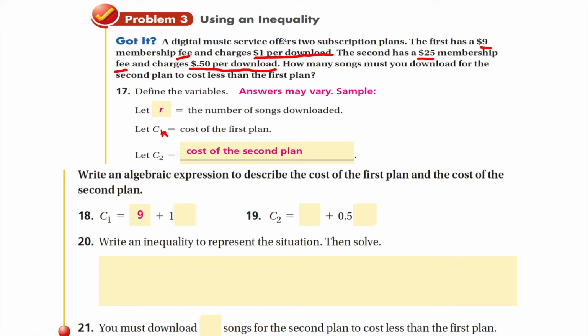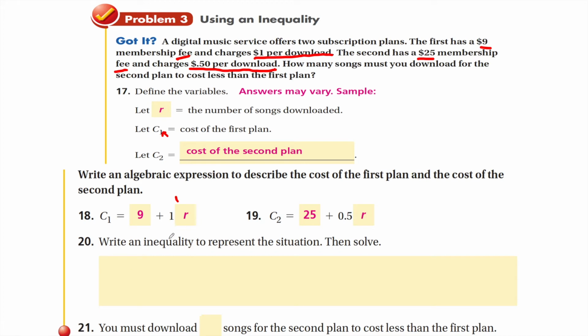However, then it has something per download. You have to spend money per download. That's going to be the reoccurring thing. The reoccurring amount is going to be what we multiply by the variable, that R, the number of songs. So we have plus 1 because it's $1 per download. So we got 1R. The second plan will end up being the original of that first fee amount, which is $25, plus 0.5 or 50 cents per download. So it would be 0.5 times R.